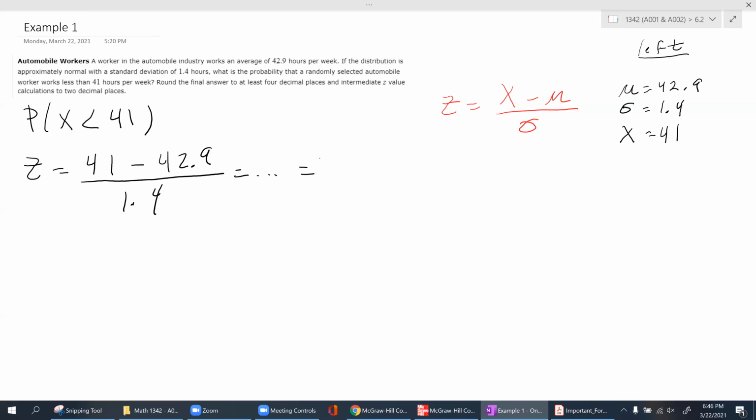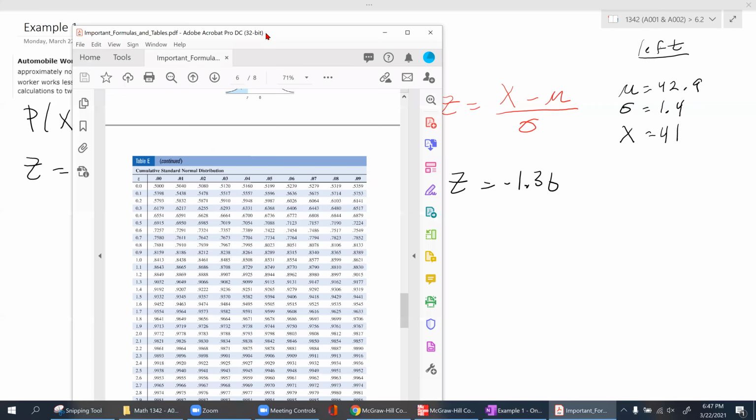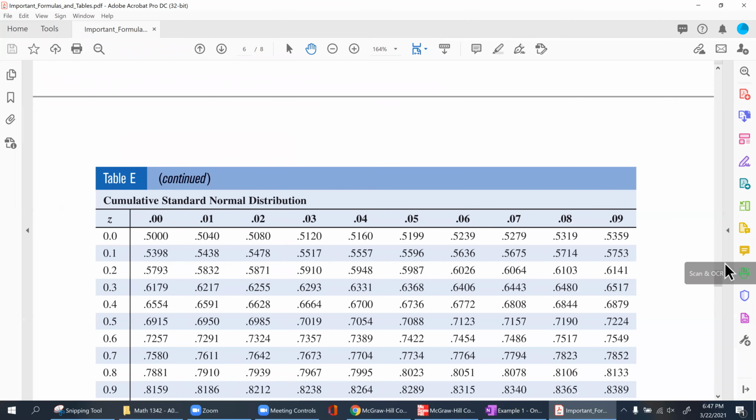I end up with a decimal. To two decimal places, I would state this as negative 1.36. So my z equals negative 1.36, but I don't want to stop here. I need to give the probability. I won't be pulling up this table the entire time. At a point, I'm just going to read it out from the one I have printed out, so make sure you're following along with your sheet as well.